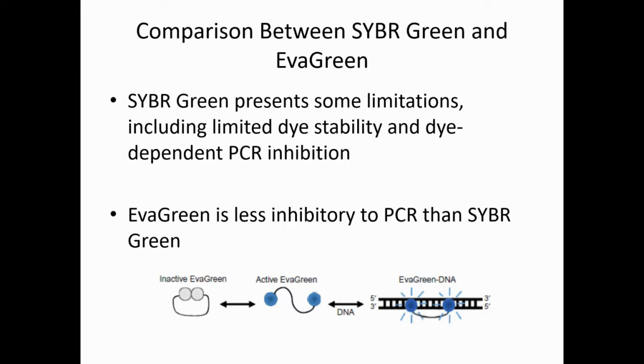EvaGreen, basically, is less inhibitory to PCR than SYBR Green, and can be used under saturating conditions to generate greater fluorescence signal. So that's the EvaGreen, the third generation. So these are some DNA dyes that can be used in the qPCR.